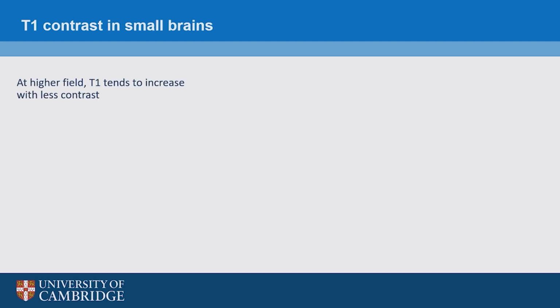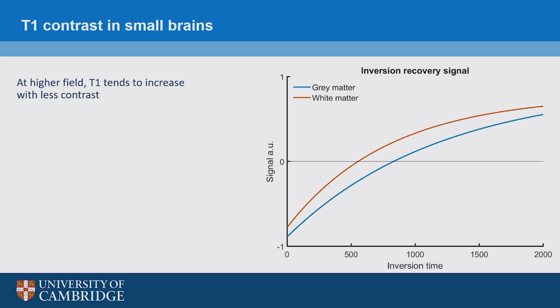The problem is with small brains, because the signal's much lower, we're going to have to go to higher field. And at higher field, T1 tends to increase, and the contrast between the different tissues is less. So just to show you that in practice, here's the signal I showed you before. At higher field, the signal might look like this, with a longer recovery. So to get the same contrast, we're going to have a longer time. It's going to take us longer, and the contrast, the difference between the tissues, isn't going to be as good.